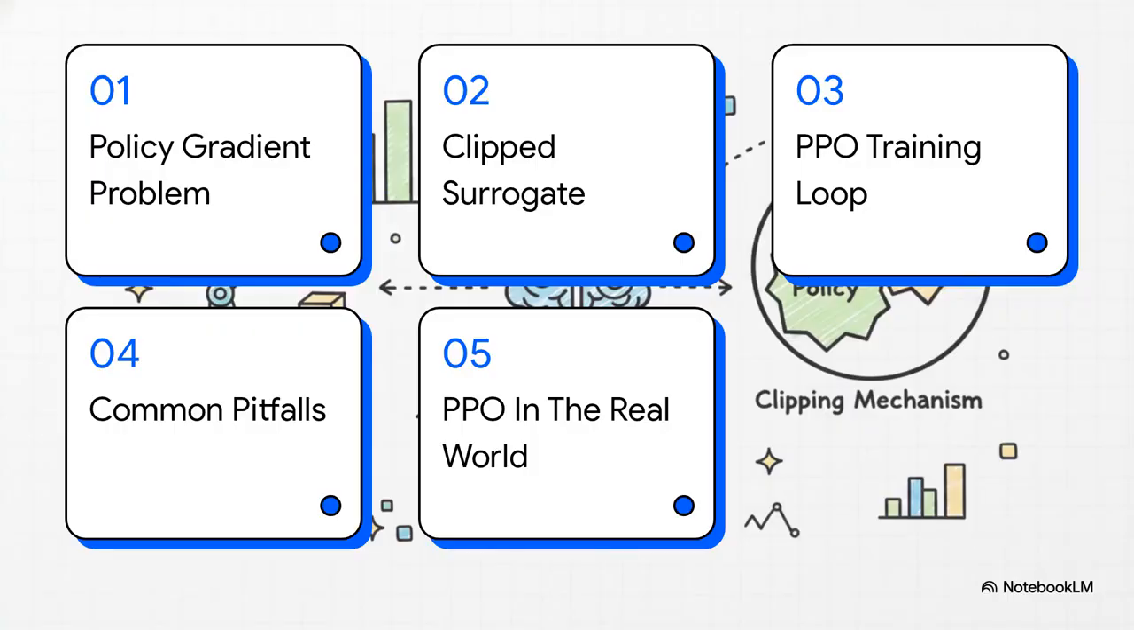We'll hit 5 key areas today, starting with the core problem with older policy gradients, then breaking down PPO's clipped surrogate solution, walking through the actual training loop, diagnosing some common pitfalls, and finally, looking at its massive real-world impact.